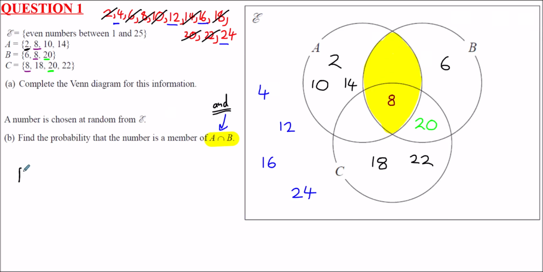So therefore the probability if a number is in the intersection of A and B is just for one number, which is 8, out of a total number of numbers. So how many numbers are there? How many even numbers are there between 1 and 25? Well, we've got 1, 2, 3, 4, 5, 6, 7, 8, 9, 10, 11, 12. So we put down 1/12, and then we've done. So that's question 1 done. Let's now have a look at question number 2.